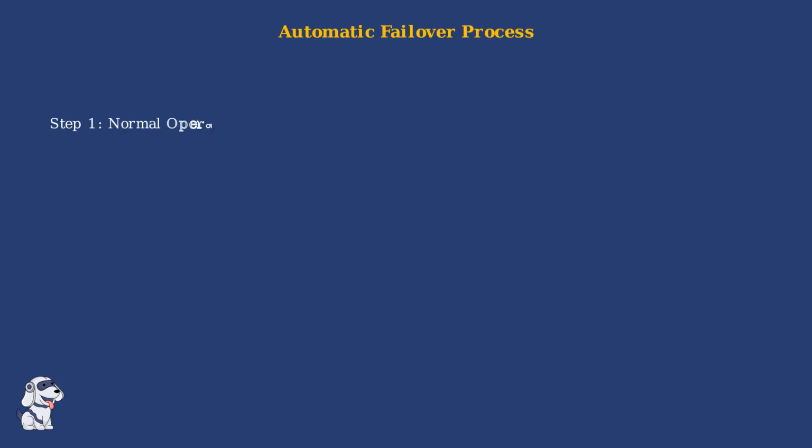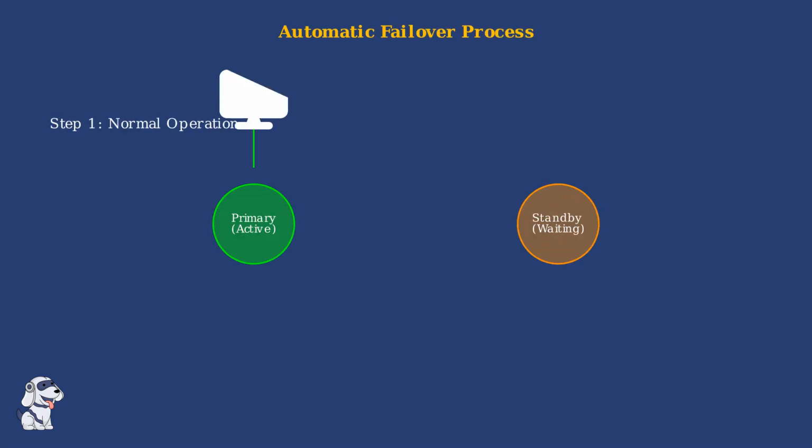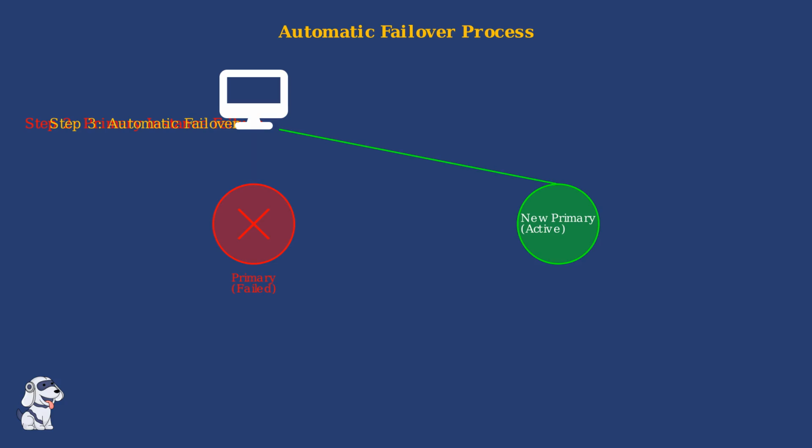During normal operation, applications connect to the primary instance, which handles all read and write operations. The standby instance remains synchronized but does not serve traffic. When the primary instance fails due to zone outage or hardware issues, Cloud SQL automatically detects the failure and initiates the failover process. The standby instance is automatically promoted to become the new primary instance. Applications are redirected to the new primary, typically within 60 to 120 seconds, minimizing downtime.